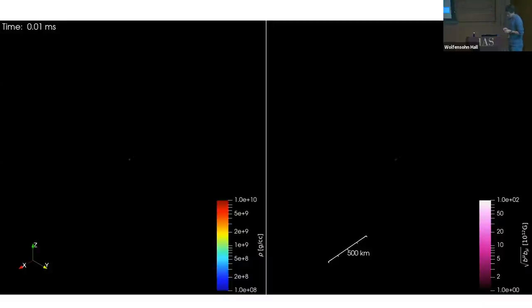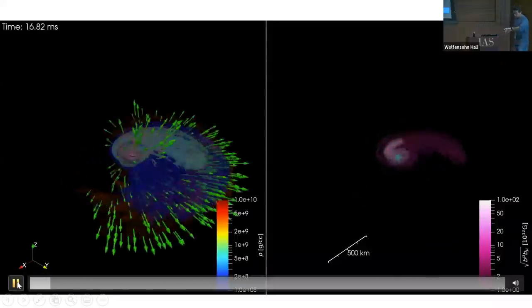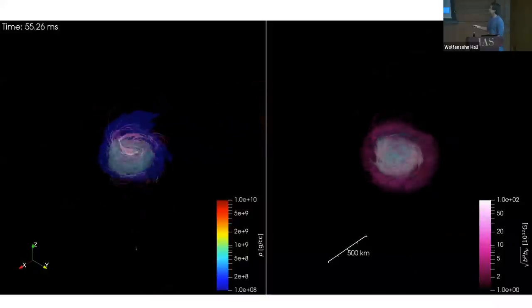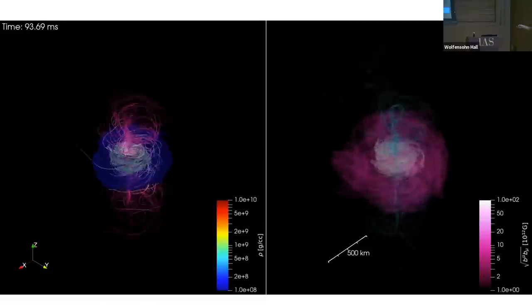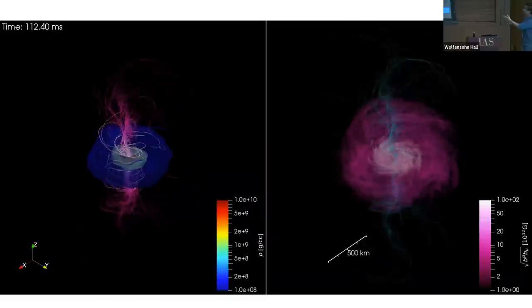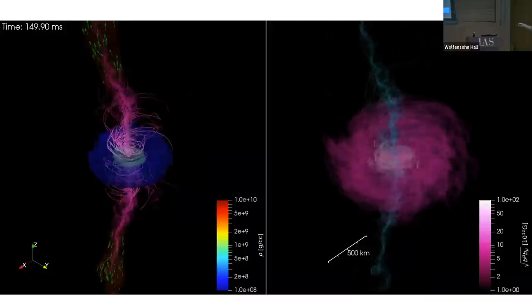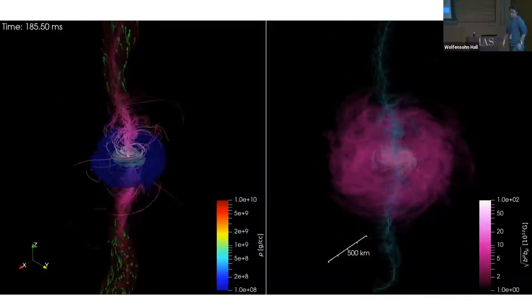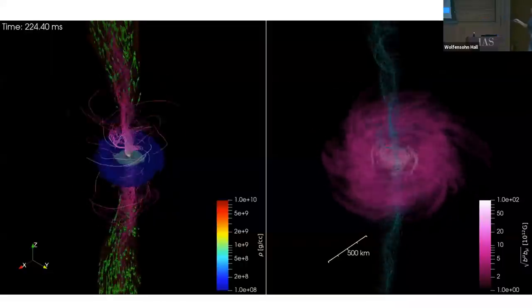Finally, I want to show you the magnetically driven tower outflow. In this simulation, I show the densities and magnetic field lines. And as I explained a couple of times, after the formation of the massive accretion torus, the MRI works inside the accretion torus, and the torus gradually expands, and a polar region is evacuated because of the fallback of the matter. Then at some point, the magnetic tower outflow is launched from the system, something like this.